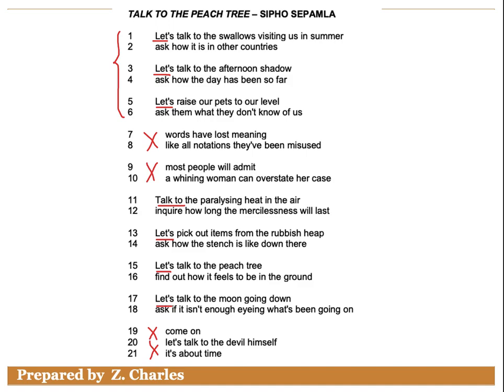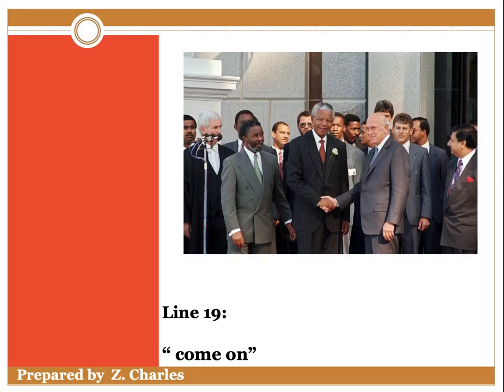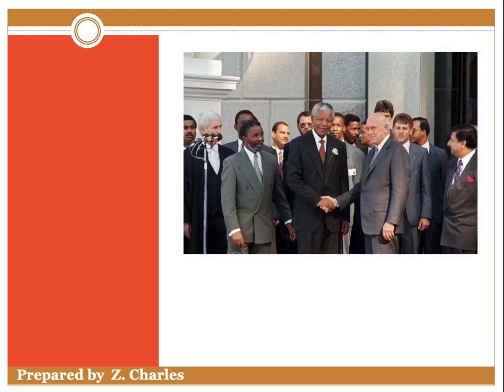Okay, so now we come to the end of line 18. So now remember, indent, talk directly. 11 to 18, the speaker was directly talking to us. Now he's going to give another political commentary. So let's see what's going on now. So now the speaker is going to say, come on. What does come on mean? The speaker calls for action and urges listeners to actively participate in the struggle against apartheid. So come on is once again political commentary. Come on is also in an encouraging tone.